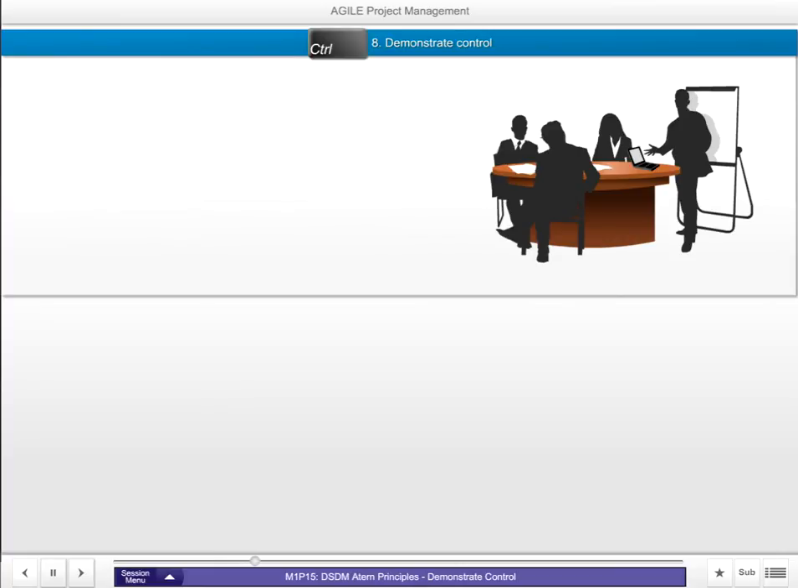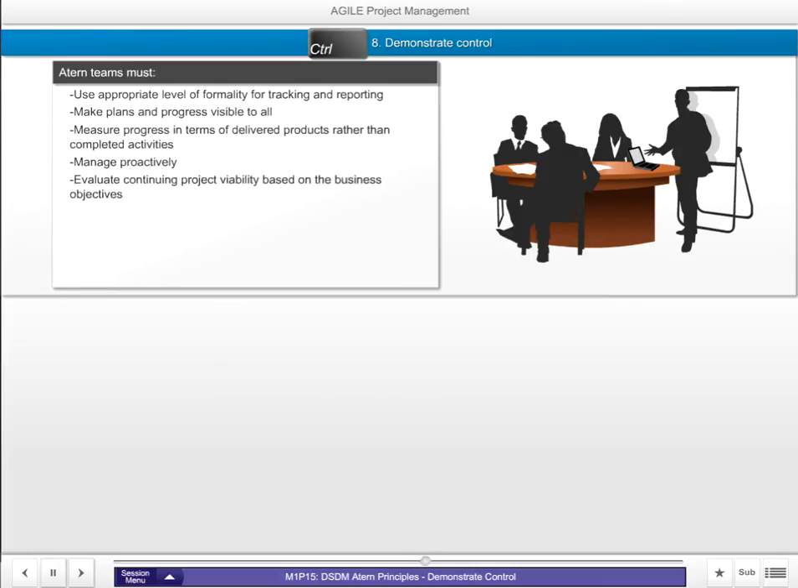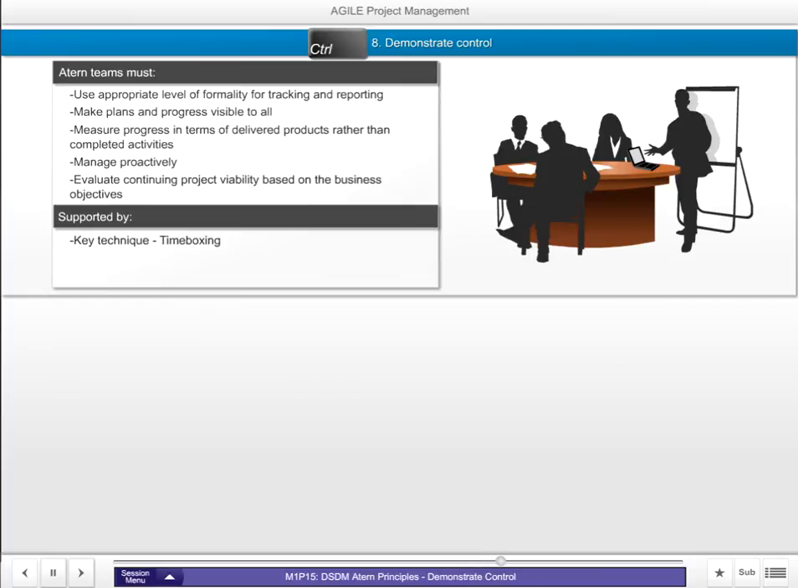To fulfill this principle, all ATERN team members must use an appropriate level of formality for tracking and reporting. Make plans and progress against plans visible to all. Measure progress in terms of delivered products rather than completed activities. Manage proactively and evaluate continuing project viability based on the business objectives. The key control technique that ATERN provides is time boxing, and various products such as management foundations and time box plans.